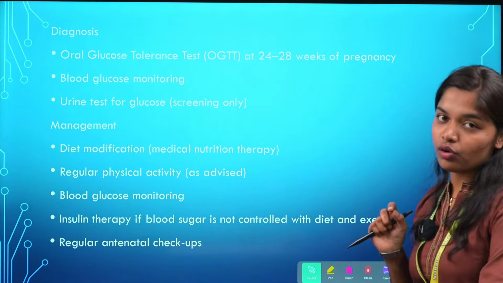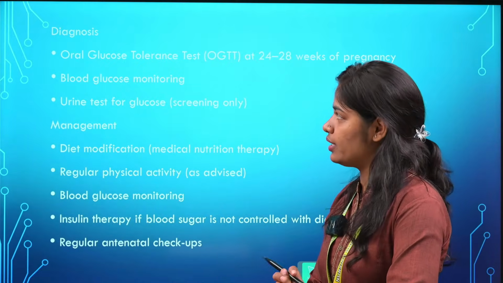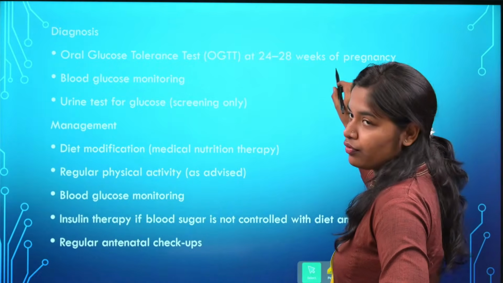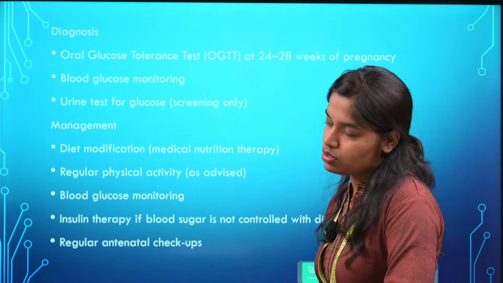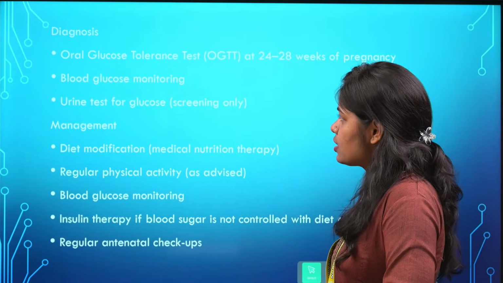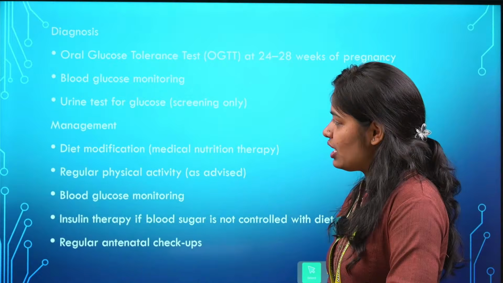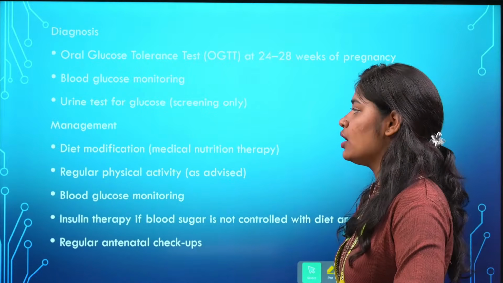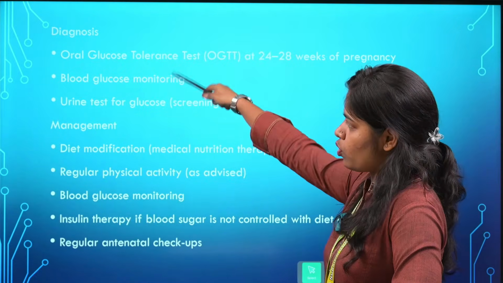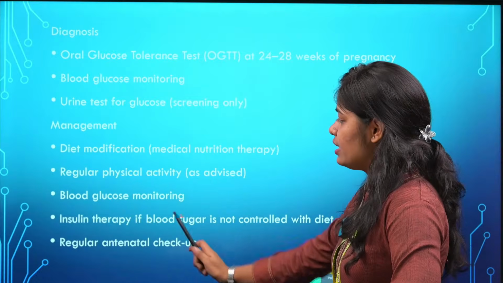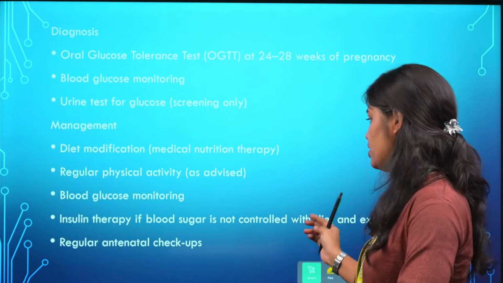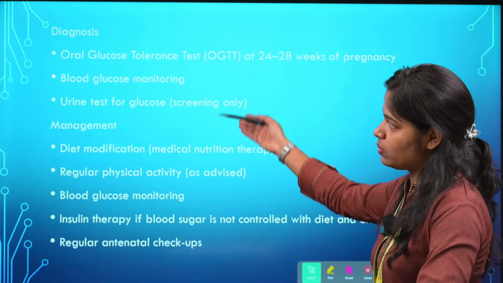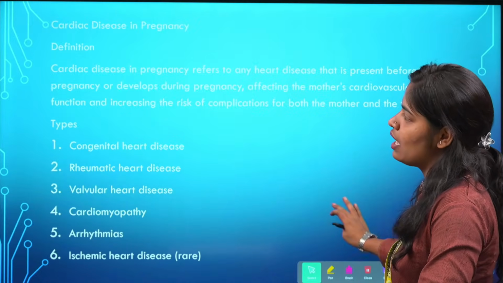Now, how are we going to diagnose gestational diabetes mellitus? It includes oral glucose tolerance test at 24 to 28 weeks of pregnancy, and blood glucose monitoring, urine test for glucose, only for screening. Then management: diet modification, regular physical activity, blood glucose monitoring by using any method, and insulin therapy if the blood sugar is not controlled with diet and exercise. Regular antenatal checkup. This is regarding management and diagnosis of gestational diabetes mellitus.